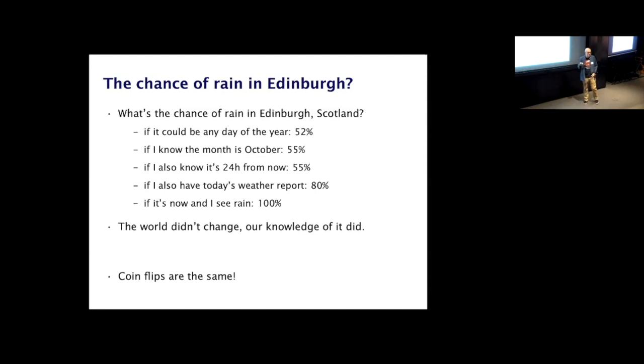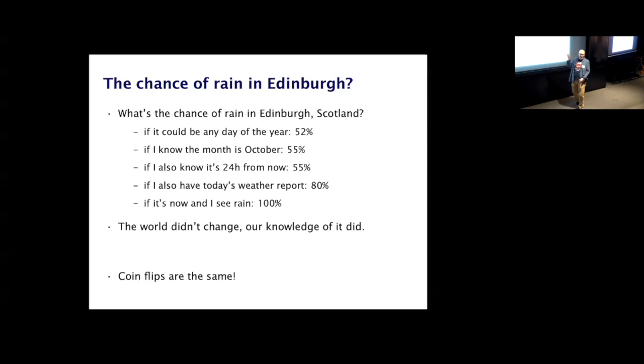If I don't tell you what day it is, then 52% is the number of days that it rains in Edinburgh. I think that's actually low. If I know the month is October, say you tell me, what's the chance it's going to rain someday in October? Well, that's 55%. If I know it's 24 hours from now, but you don't tell me anything else except that this is 24 hours from now, it's in October, so it's 55%.